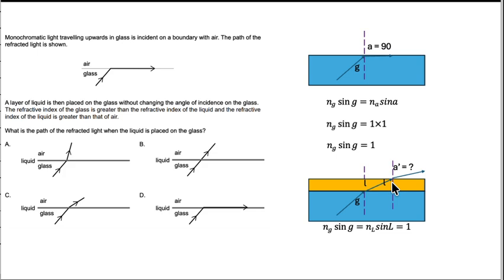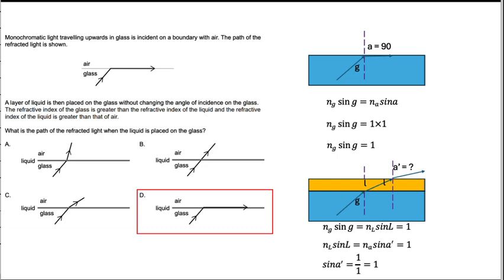Now, from liquid to air, we're going to do the same. We're going to have L's and A's. And we know that nL sine L is equal to nA sine A dash. And that also has to be equal to 1 because it's previously there. So it must be the case that sine A dash is equal to 1 over 1, which is equal to 1. In other words, A dash must be equal to 90 degrees, which gives us the same answer.